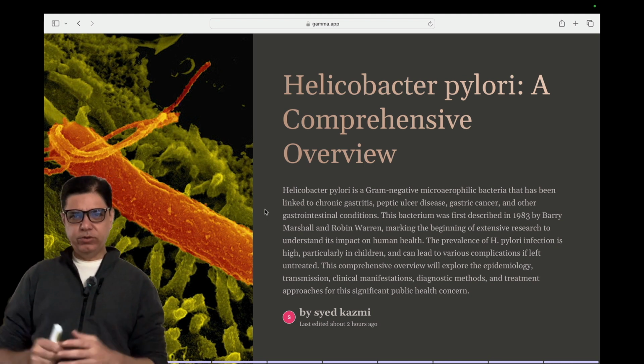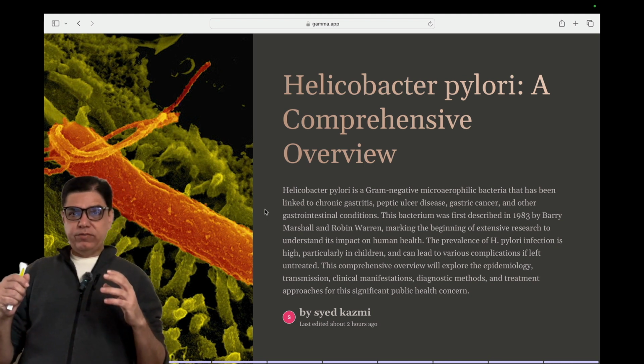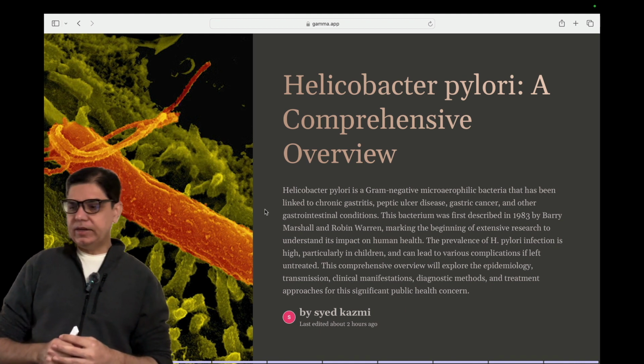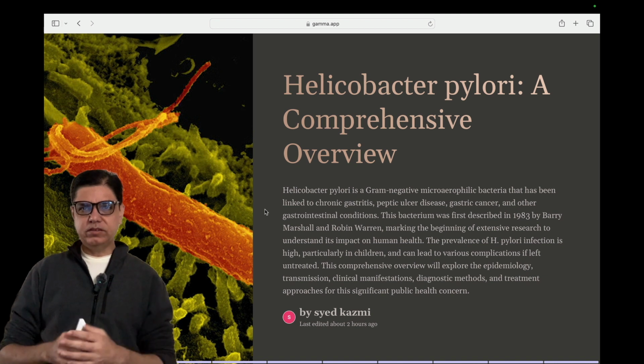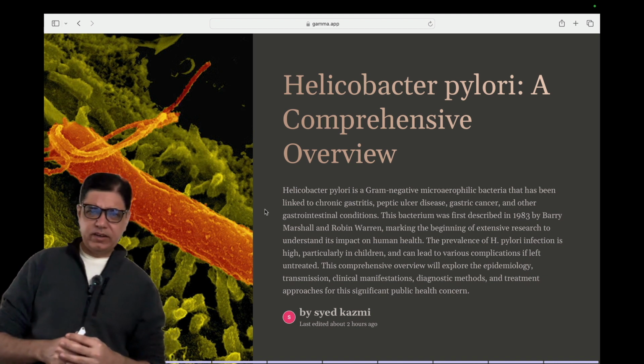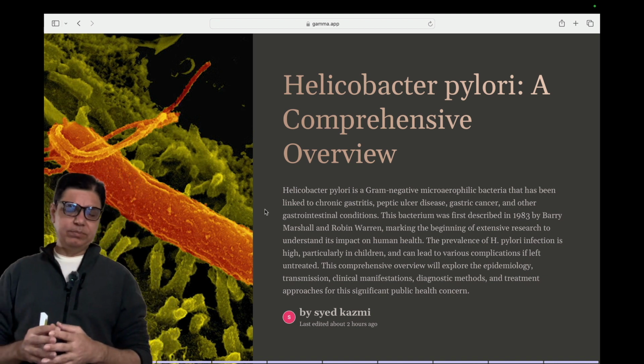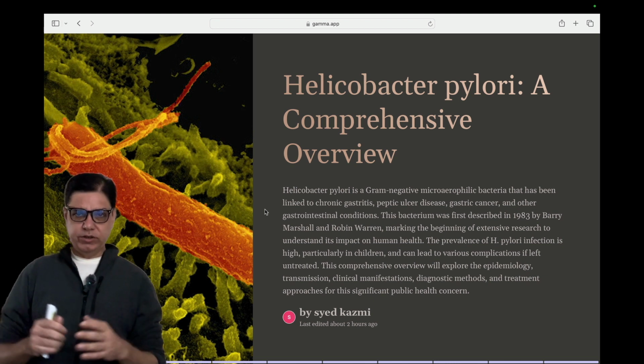Now, Helicobacter pylori is an infection of the stomach, and it's a bacteria which causes chronic gastritis. It can cause peptic ulcer disease. It's quite common in adults, but today we are going to take a view of this infection in children.